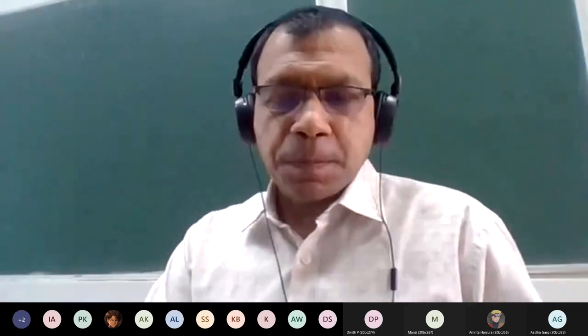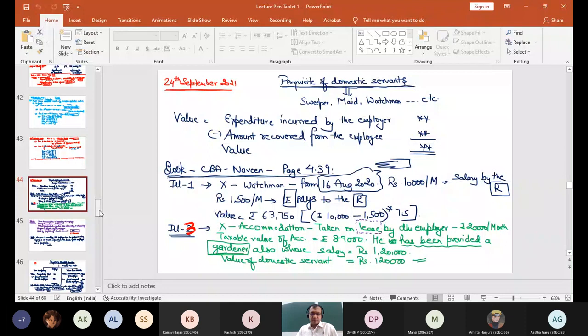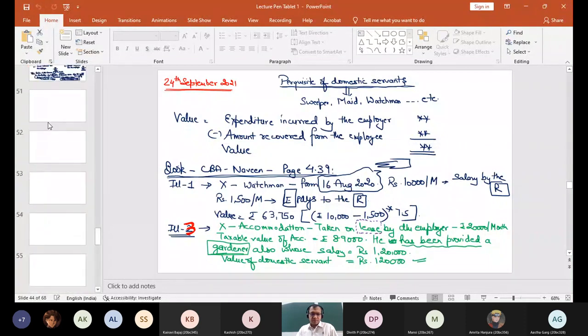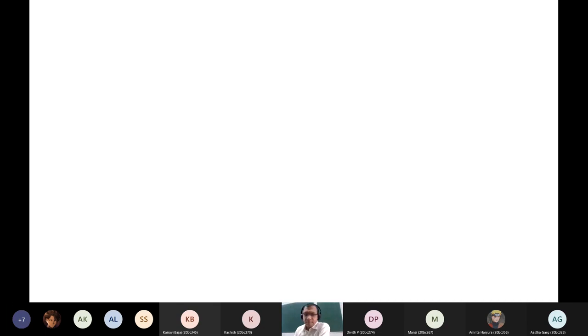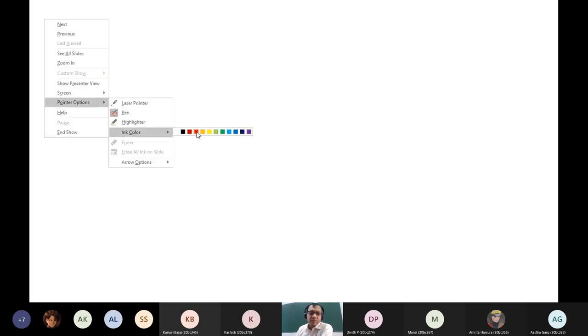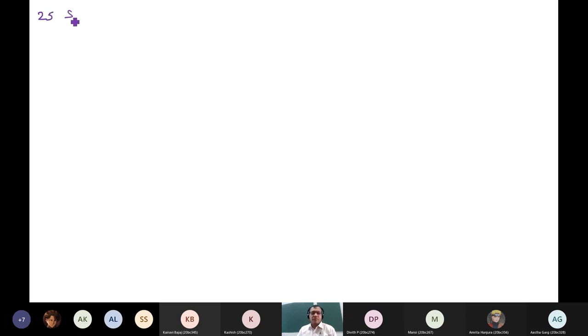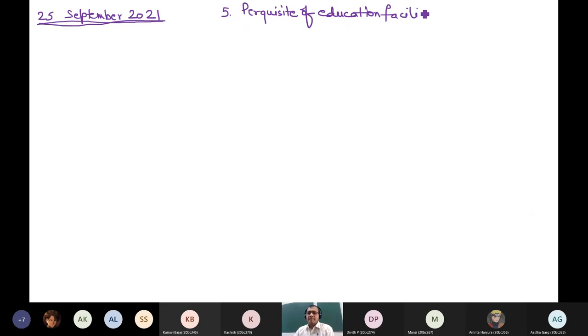How we tax this education facility. This is my fifth perquisite, perquisite of education facility. Now, how do we tax this perquisite?